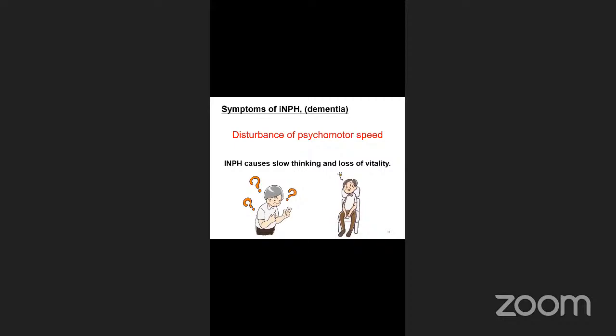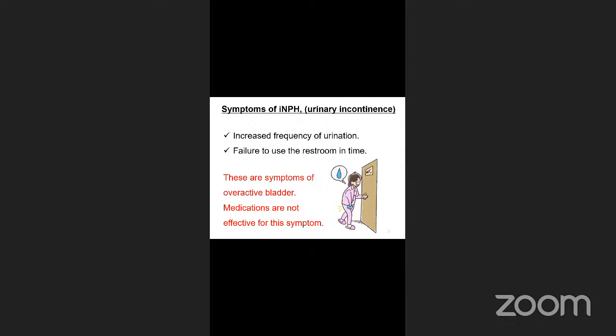Another symptom of INPH is dementia. Its characteristic feature is a slowing of psychomotor speed; the patient's thinking becomes slower and less energetic. Another symptom is disturbance of urinary function. The frequency of urination is increased, and patients go to the bathroom every few hours during the daytime and 4 to 5 times at night, and sometimes fail to make it in time. This is a condition called overactive bladder.